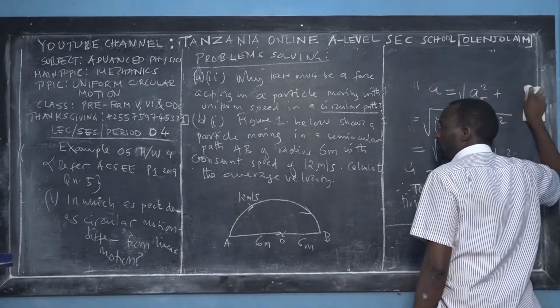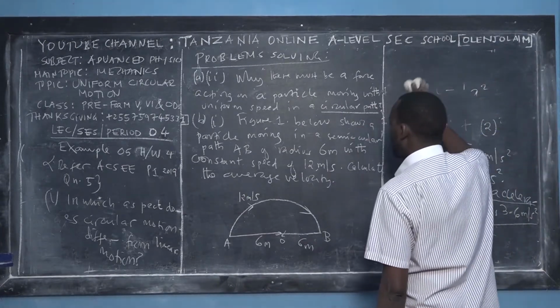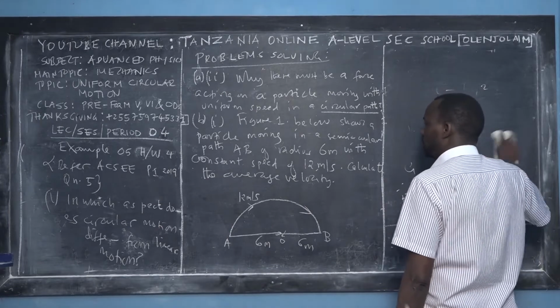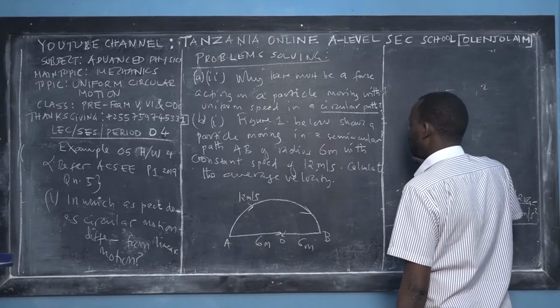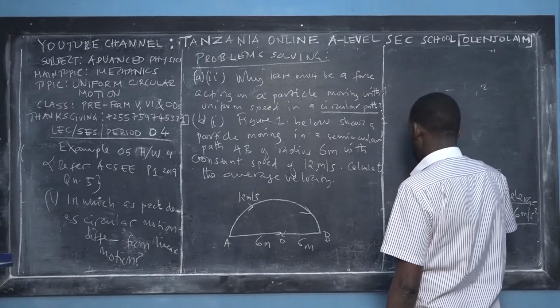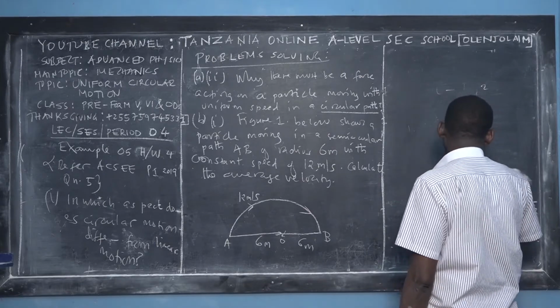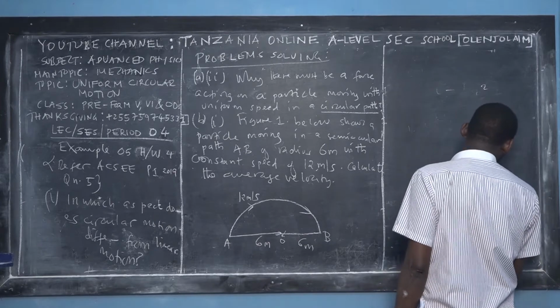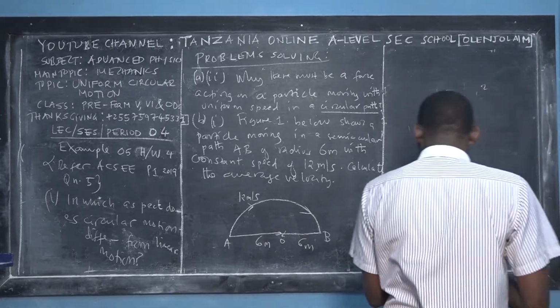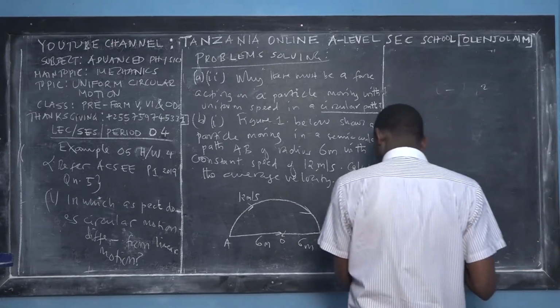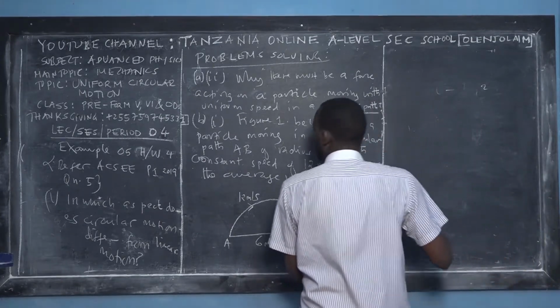So the semicircular, because the question said that figure 1 below shows a particle moving in a semicircular path AB of radius 6 meters with constant speed of 12 meters per second. Calculate the average velocity. Then the last part for this question is B32.